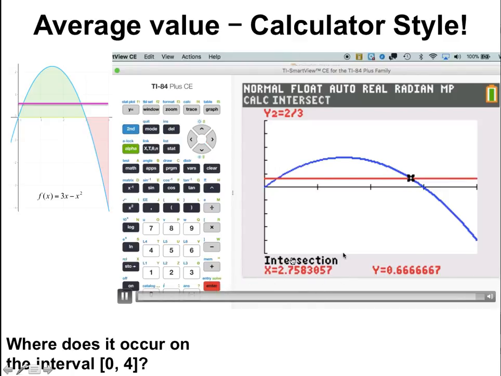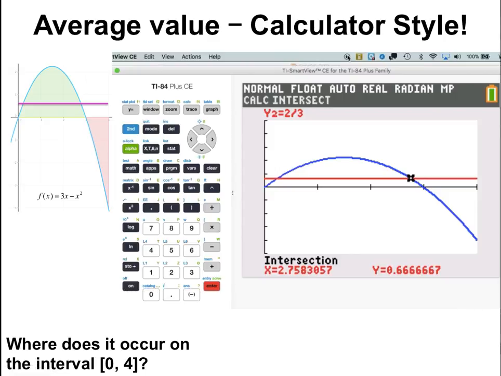And this next intersection is at 2.758, three decimal places to the right of the decimal, correctly rounded. So those are my two points of intersection. And so those are my two locations where the average value and the function value are the same.